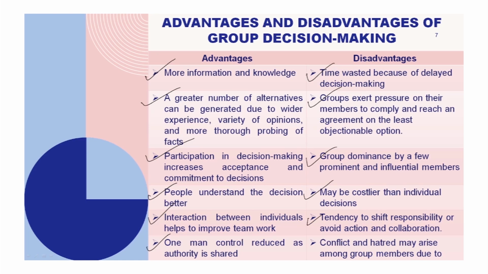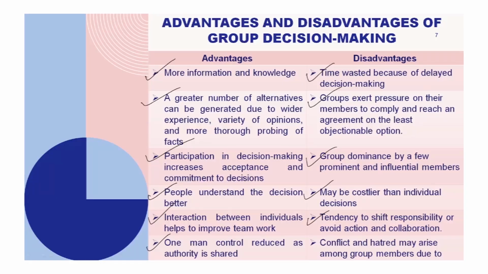Tendency to shift responsibility or avoid action or collaboration. In group decision making, you may not be able to reconcile all opinions together, and it may be very difficult for the manager to reconcile or summarize everyone's opinion while taking a decision. And the last one is that conflict and hatred may arise among the group members due to varied opinions. Sometimes, if decisions are being taken and your opinion does not matter, you may feel bad, so that creates disagreement or conflict within the organization.